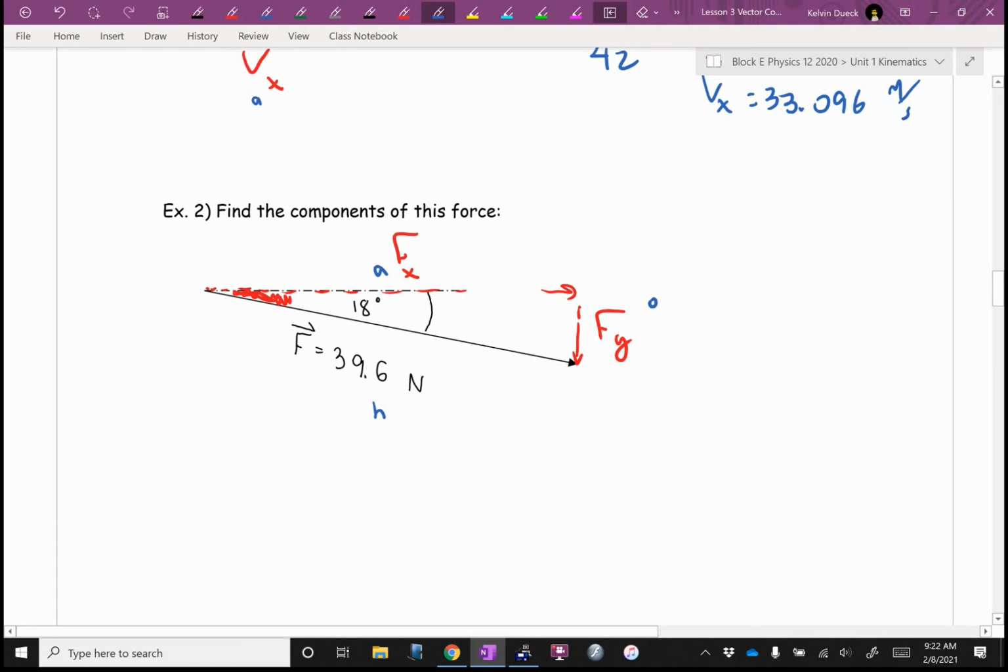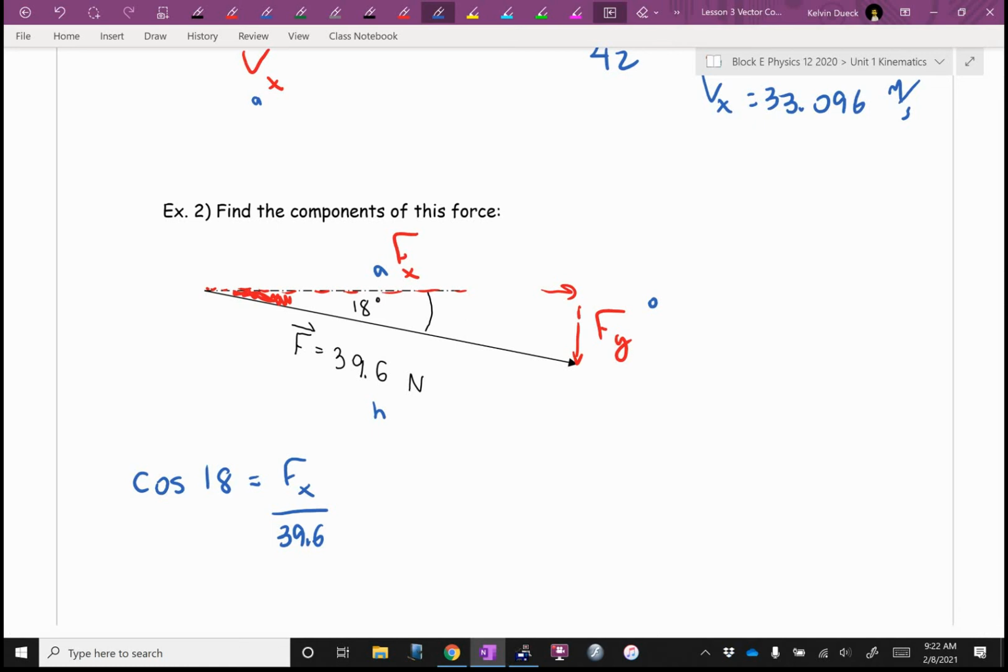What do you want to find first, Fx or Fy? I don't care. Fx. So A and H. Which trig function, Jack, my friend? Of course it is. What always goes next to the trig function? The angle. Fx over 39.6. How would I get the Fx by itself, Jack, my friend? How would I move that 39.6 over?